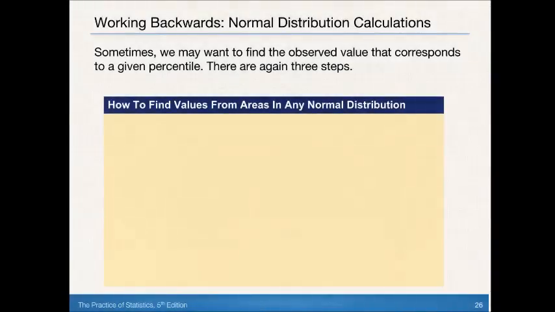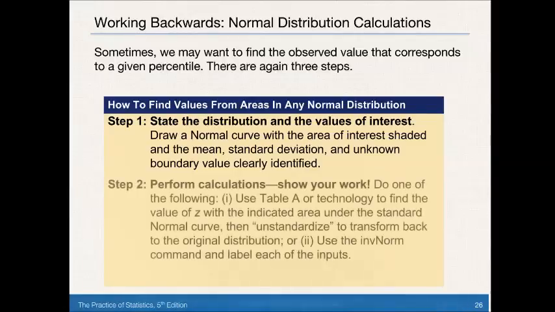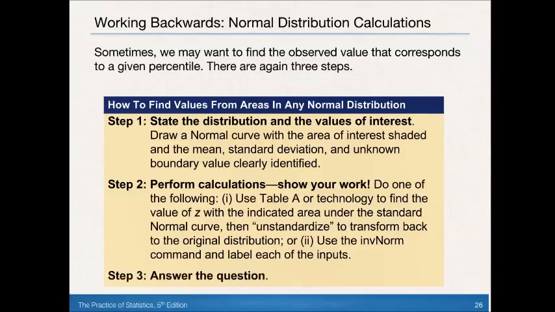Okay, so now what if we want to go backwards? What if we're given the area and we want to calculate the z-scores? You first state the distribution, draw a normal curve, shade, state the mean, the standard deviation, the unknown boundary to be calculated, show your work, and now we're going to use this other thing to answer our question.